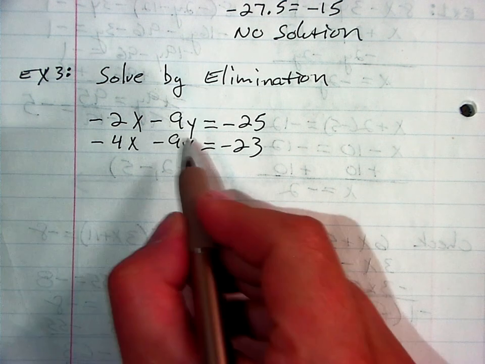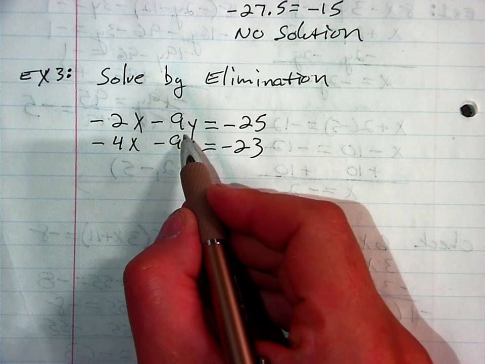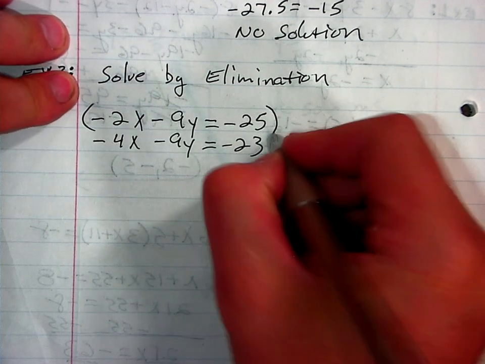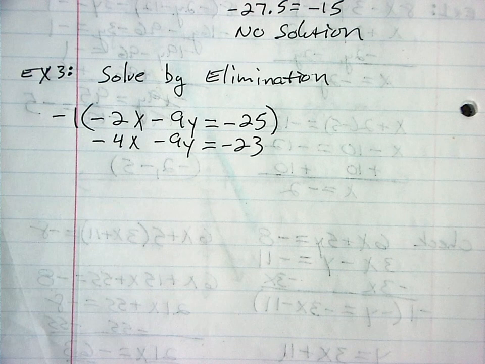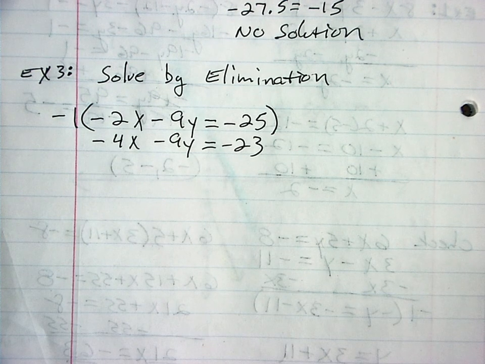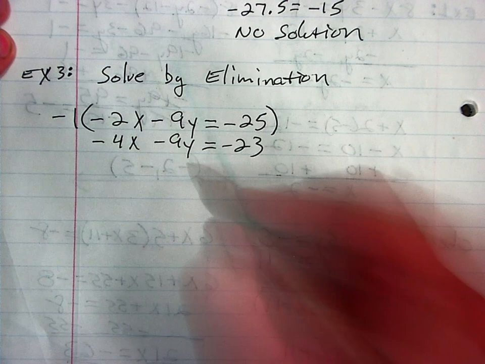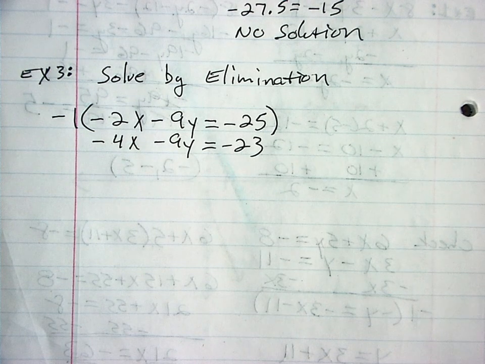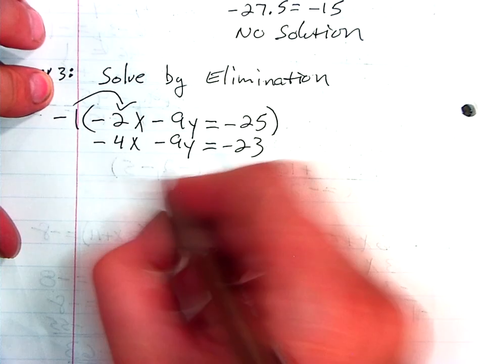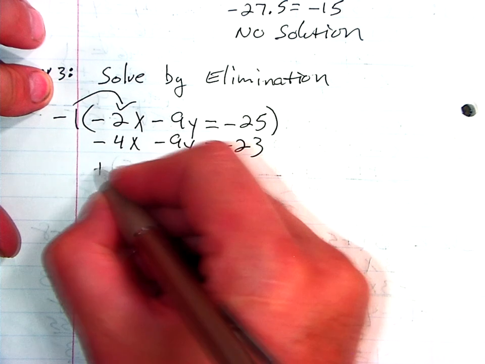All right, so you want to get rid of the y. So what do we need to multiply the negative 9 by to be positive 9y? All right, negative 1. So we're going to multiply the entire top, also known as the distributive property, by negative 1. Would you rather do the bottom? It doesn't matter. On this one, we just want a positive 9y and a negative 9y, so it doesn't matter if you do the top or bottom. So negative 1 times negative 2x is positive 2x.